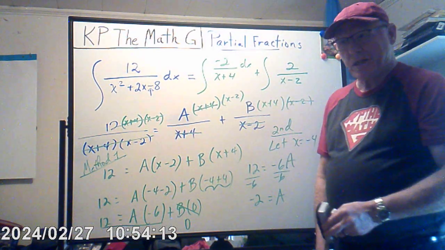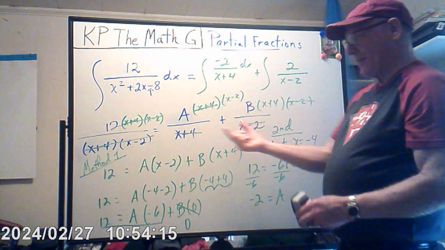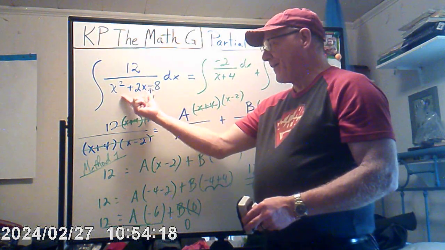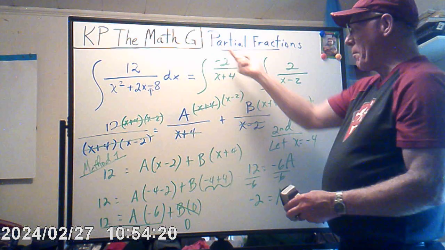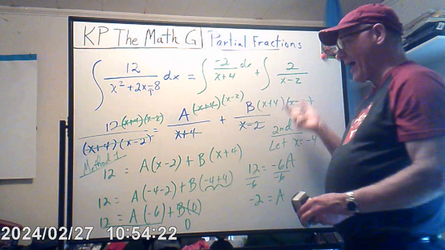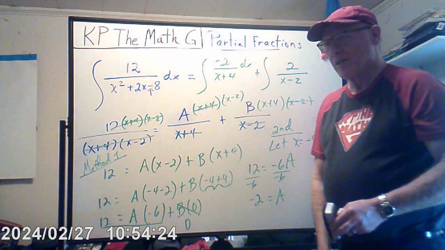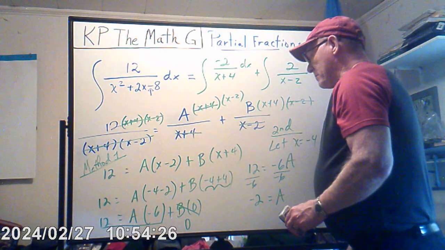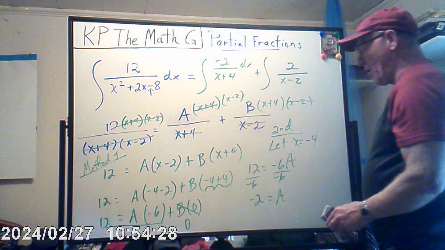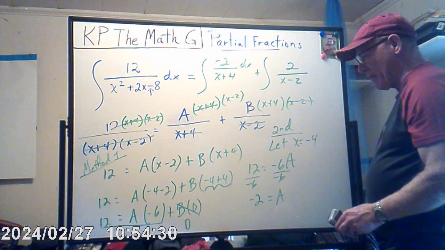These are doable, aren't they? These are very doable. It's not doable here unless we do what we call partial fractions. Let me show you another way that we could have found these numbers.